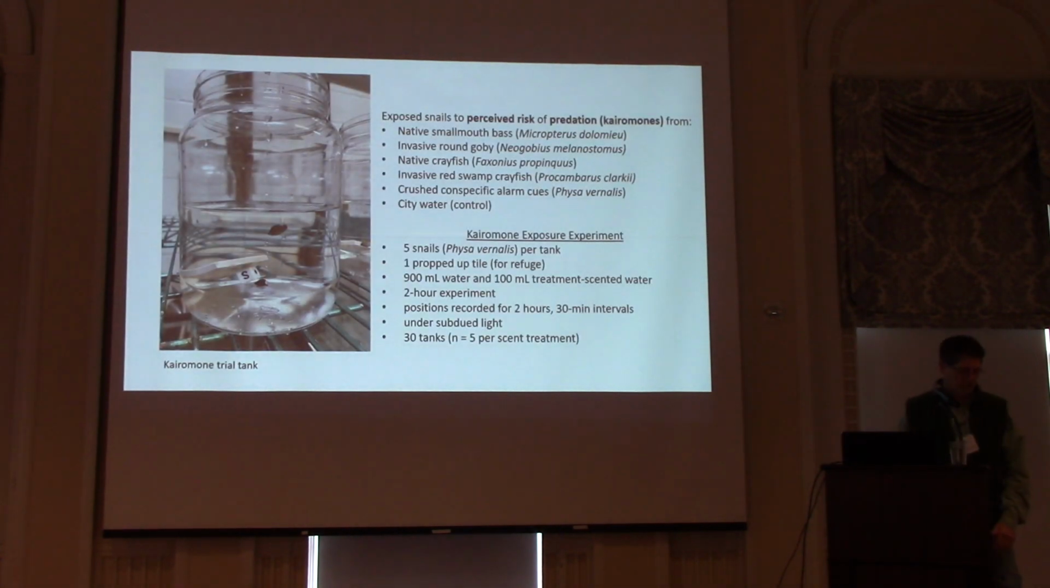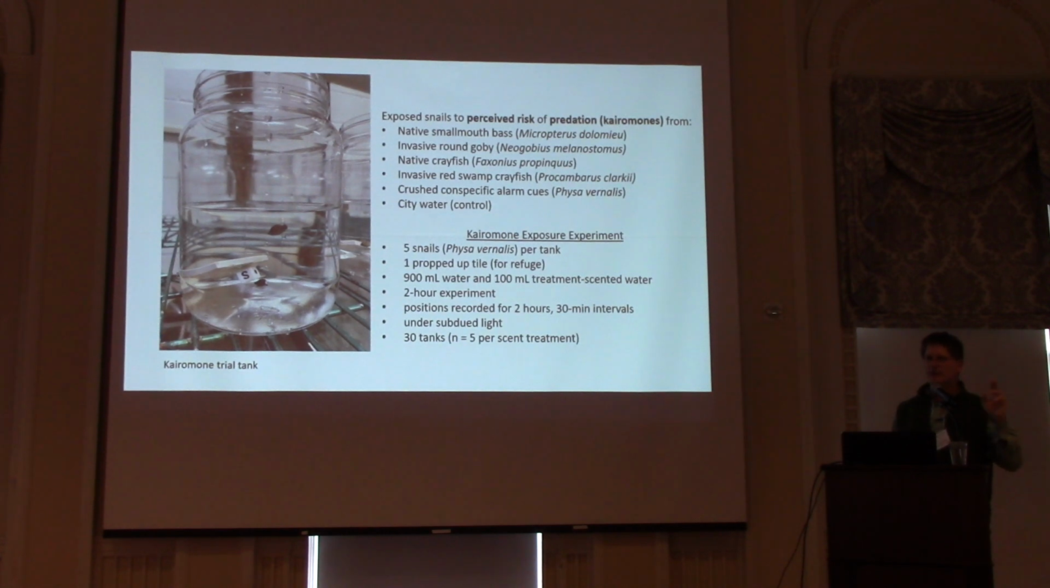Okay, so what Kira did, we set up two sister experiments. One in the lab, looking at snail response to the scent of different predators, and then a mesocosm design study, where we could try to tease out some of the kairomone, scent responses that we found in a more realistic situation. For the kairomones, we're going to investigate the response to native predators, fish and crayfish, and to non-native, invasive predators, fish and crayfish. So we use round gobies and red swamp crayfish as the two invasives.